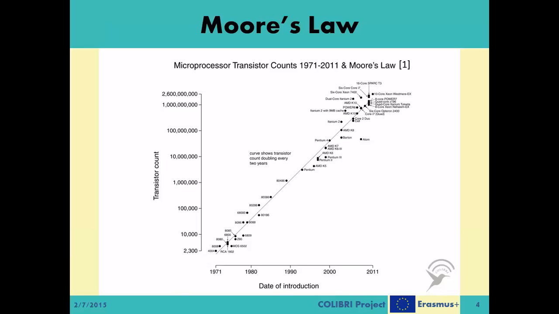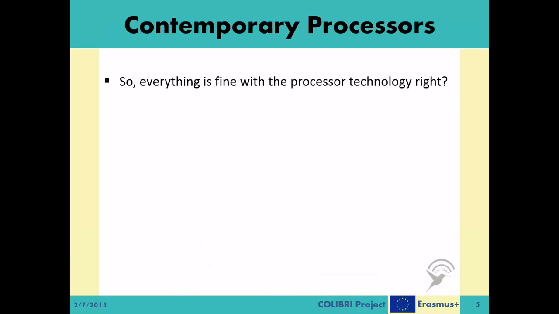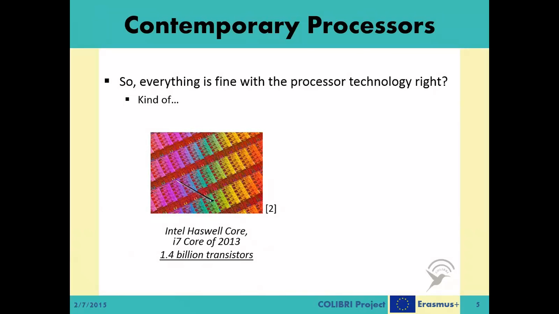From then on, the transistor count of both the Intel and AMD processors continued increasing, first surpassing the 10 million barrier in 1998, the 100 million barrier in 2002, and the 1 billion barrier around 2010. Okay, so we can say that everything is looking pretty good on the microprocessor technology front, right? Well, kind of. The Intel Haswell core of 2013 has 1.4 billion transistors in each core.